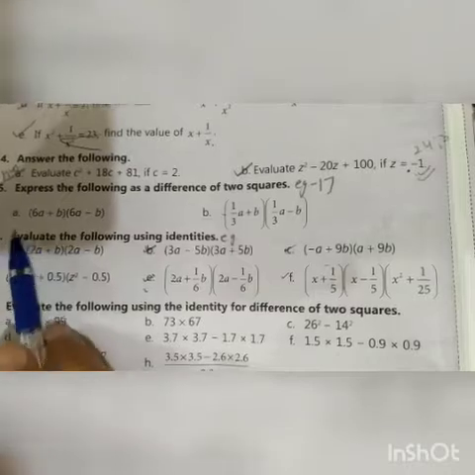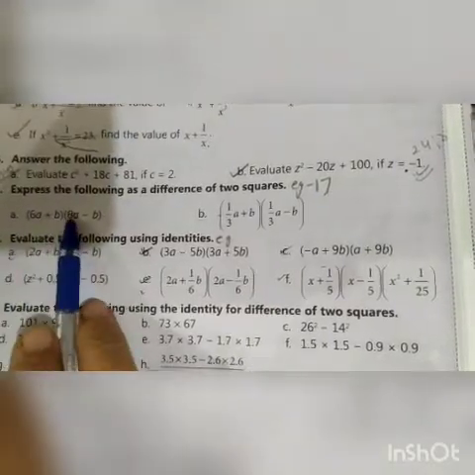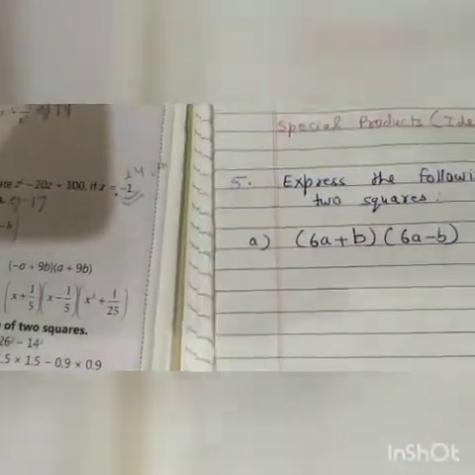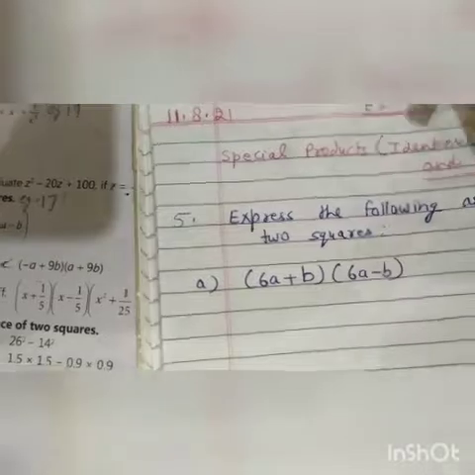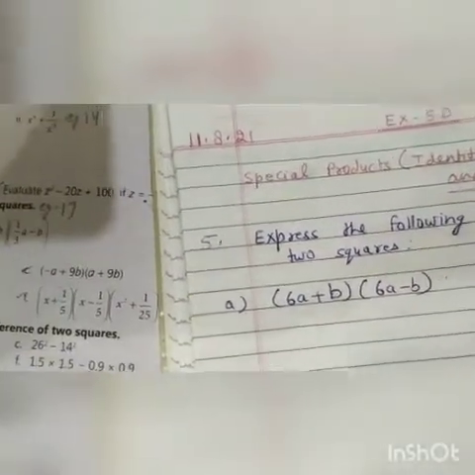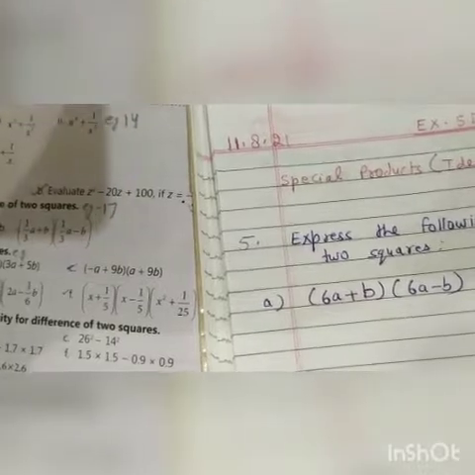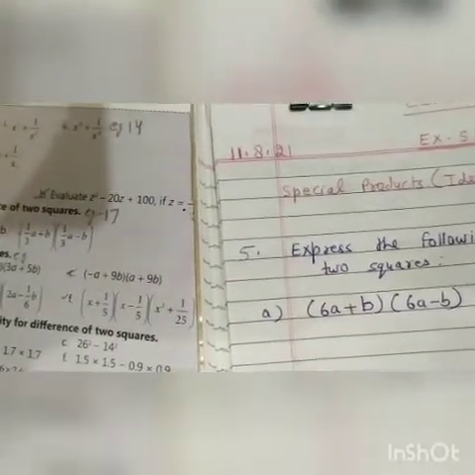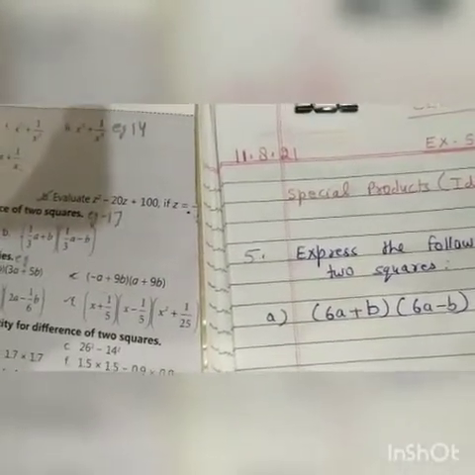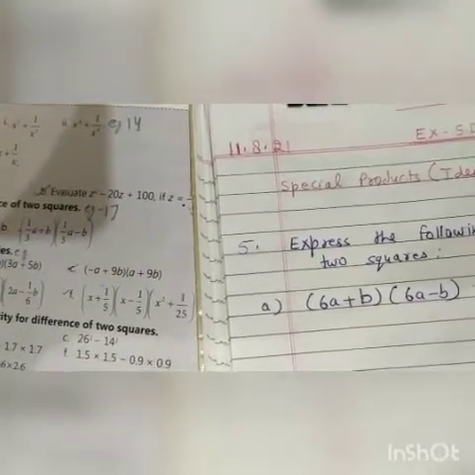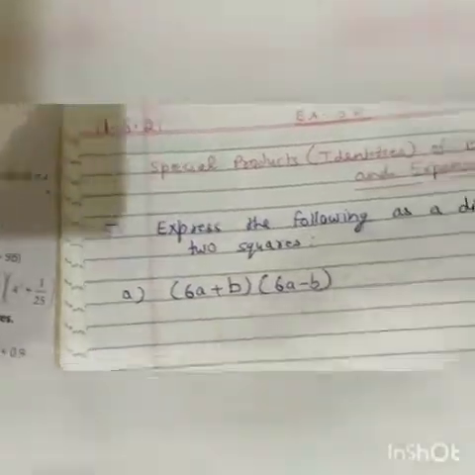So in this question number 5, express the following as a difference of two squares. We will use the third identity. First and second identity I have already used in the previous questions. Now in questions number 5, 6 and 7 also we will use the third identity, that is (a plus b) into (a minus b) is equal to a square minus b square.